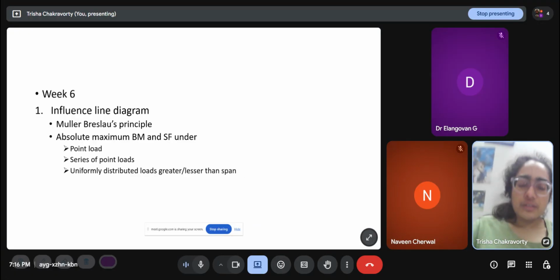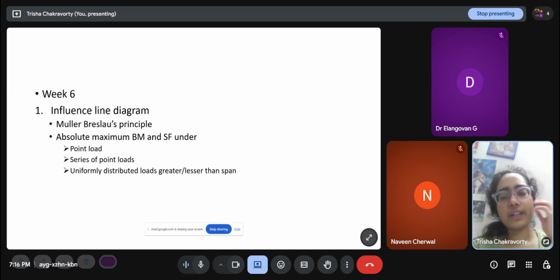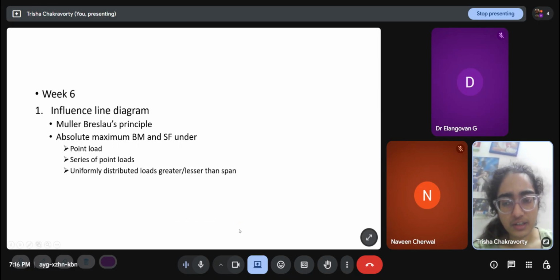While we also saw how to use rules of physics to get the quantitative values, and from that we can find out the absolute maximum bending moment or shear force under point load, series of point loads, uniformly distributed load greater than or lesser than the span.